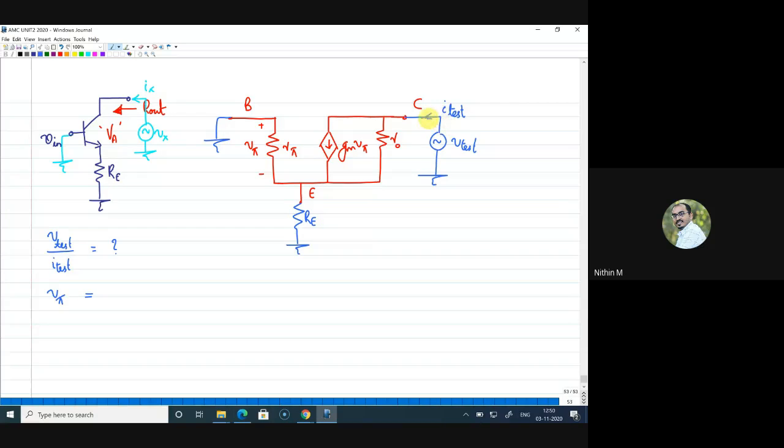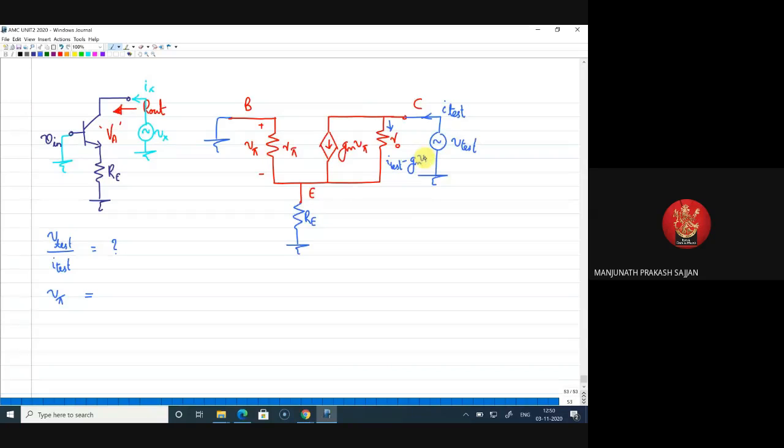Yes, sir. Right. Now, Itest current is coming here, and maybe we can say that some current is flowing through R0 and gm V pi is actually flowing through the other side. So, what is the current through R0? Sir, Itest by gm. No, sorry, Itest minus actually, gm V pi.